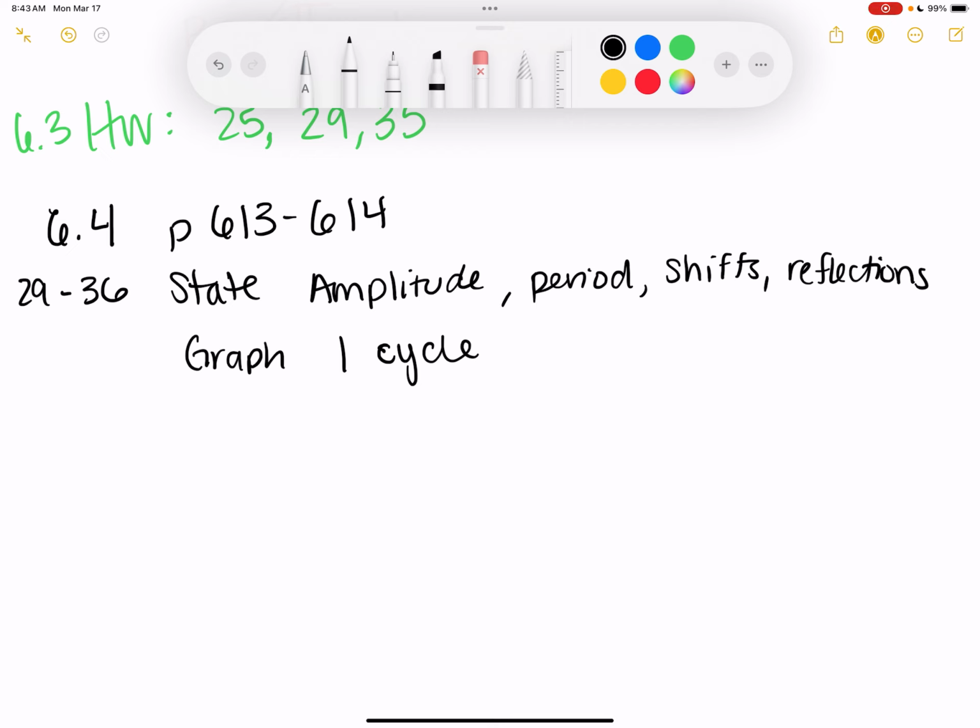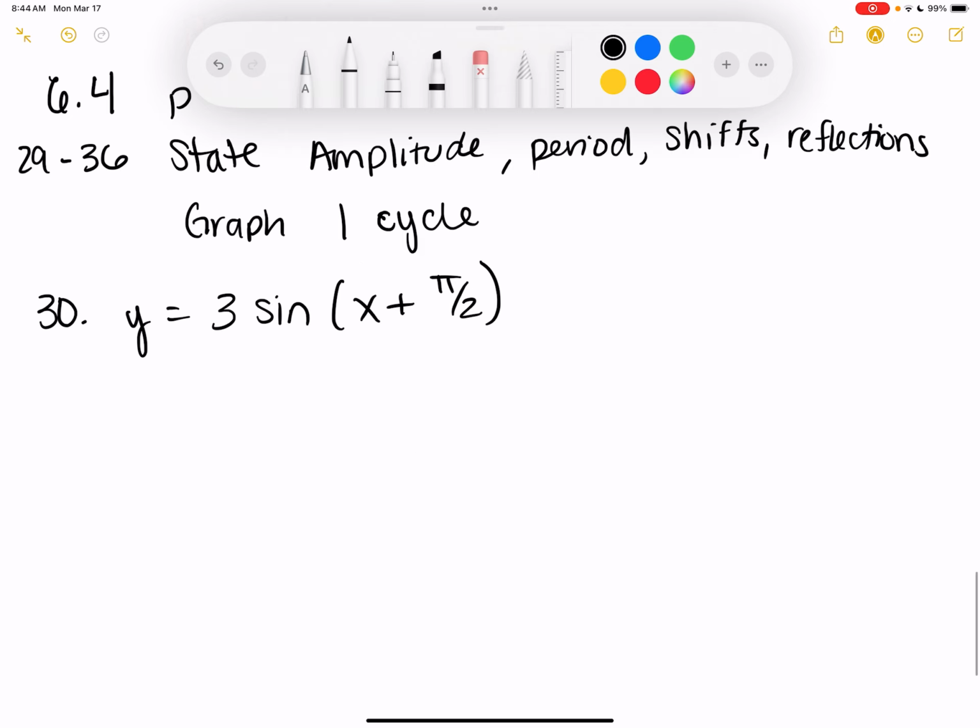So 30, y equals 3 sine of x plus pi over 2, and that's in parentheses there because that's important. So my steps here in order, I'm going to do the steps over here, getting all the information written out, and then I'll do my graph over here on the right side so we can keep everything straight. Totally up to you how you want to do it.